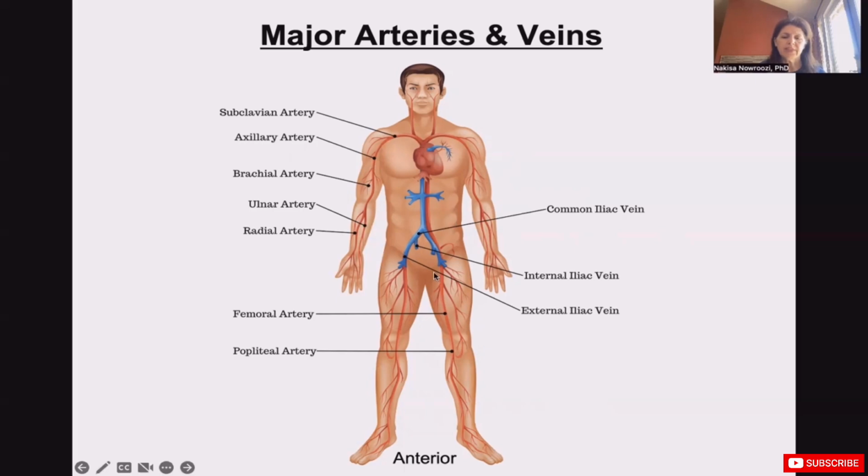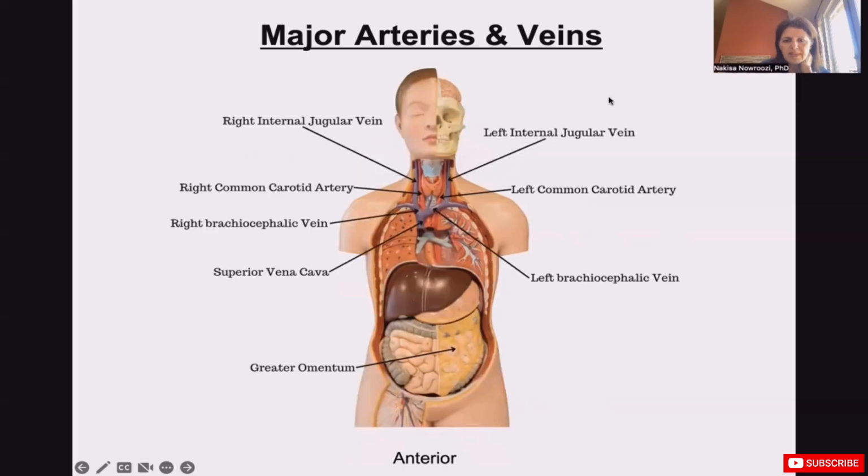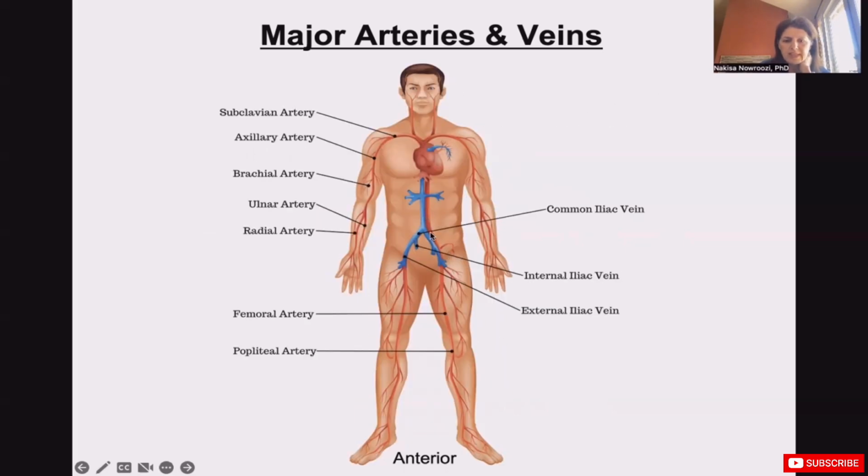And then for the legs, you start with, these are common iliac veins, becomes internal iliac veins, external iliac veins. As far as the artery goes, common iliac arteries. And then you're going to have internal iliac arteries, which is not shown, and external iliac arteries. It becomes femoral artery, popliteal artery, and then anterior tibial artery comes to the front. This is the anterior end of the body, and this is the pulmonary trunk right here.